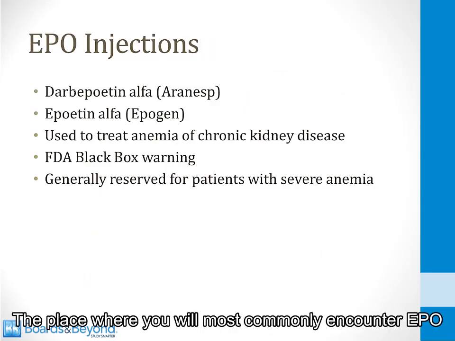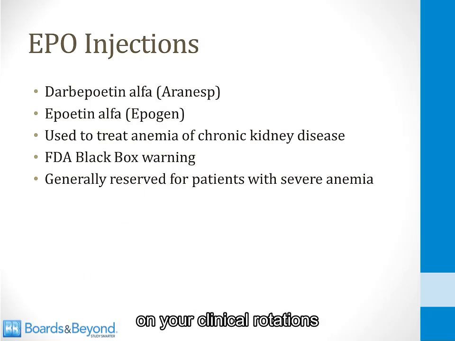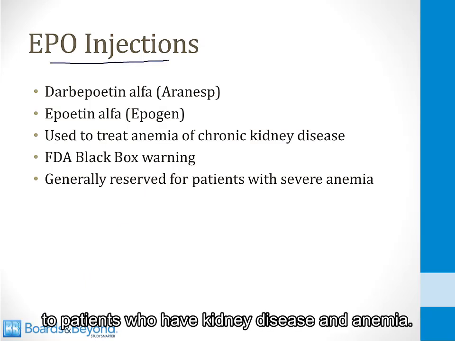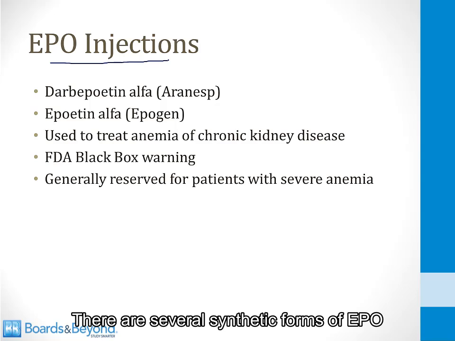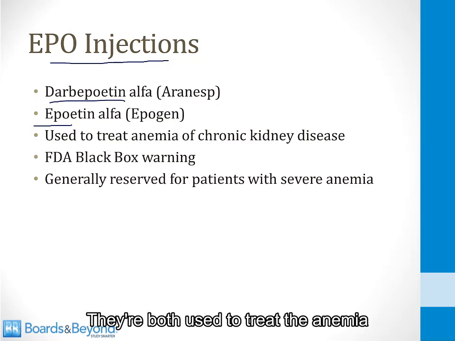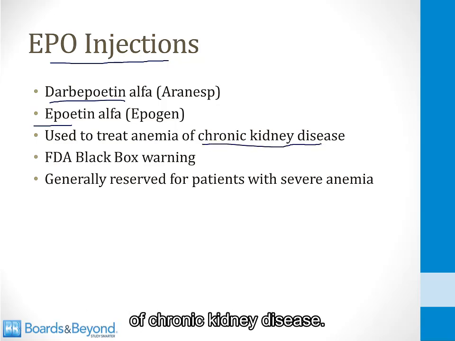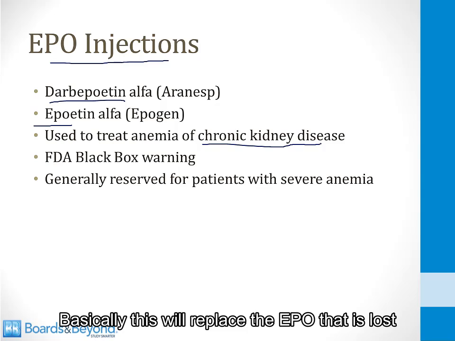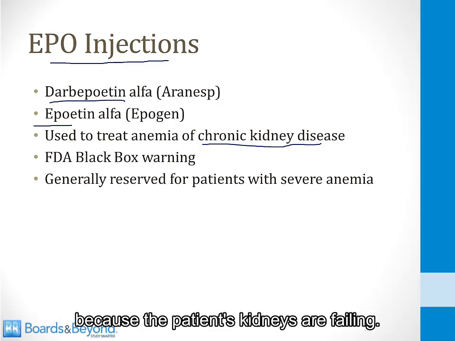The place where you will most commonly encounter EPO on your clinical rotations is when it's given as an injection to patients who have kidney disease and anemia. There are several synthetic forms of EPO which can be prescribed. One's called darbepoetin, the other's called epoetin. They're both used to treat the anemia of chronic kidney disease. Basically, this will replace the EPO that is lost because the patient's kidneys are failing.